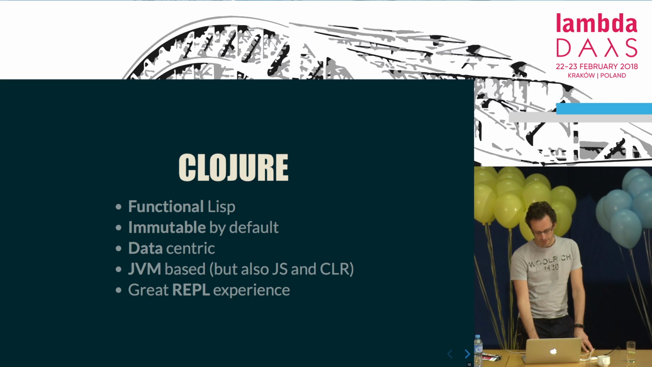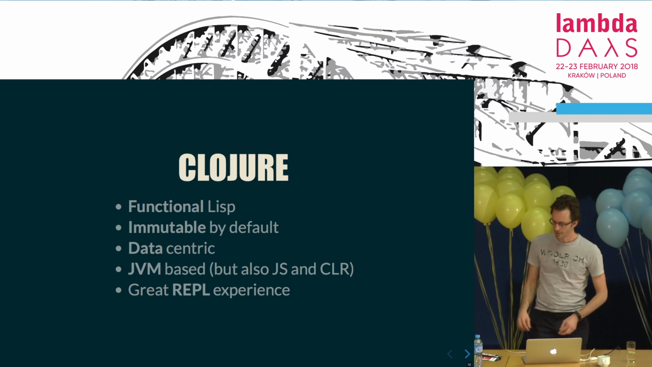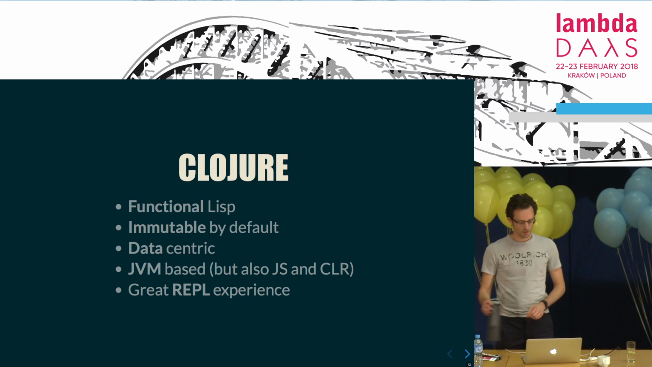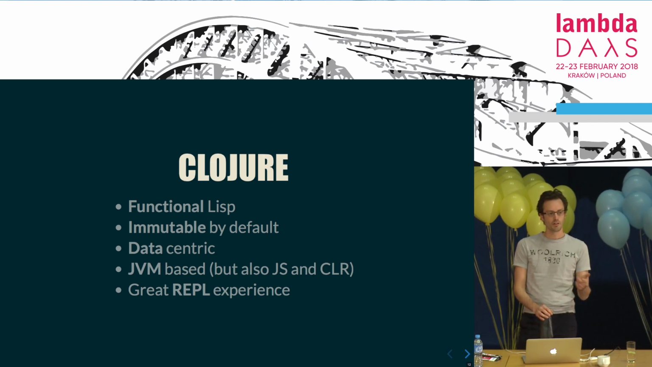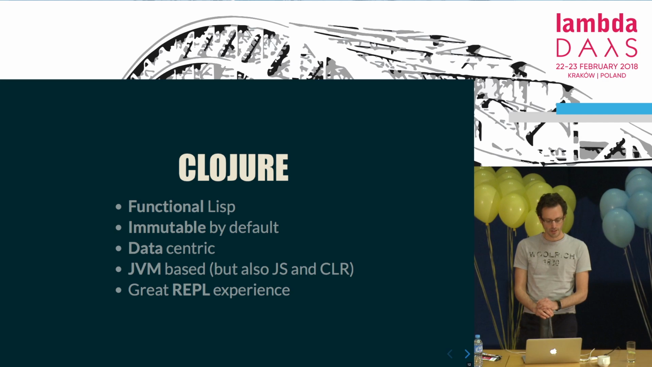And data-centric is also very important. I think everyone heard about the data is code mantra in Clojure. It just means that, since the language is homoiconic, data is code and code is data. So the two things are kind of interchangeable in a way.